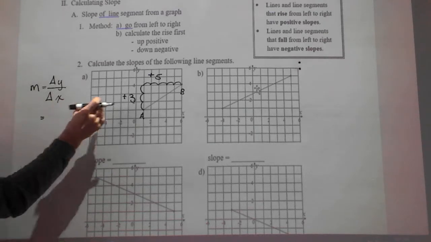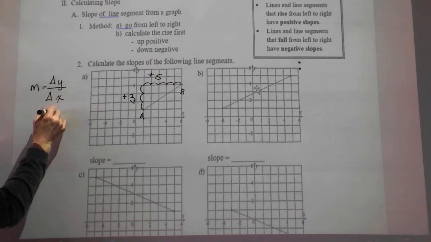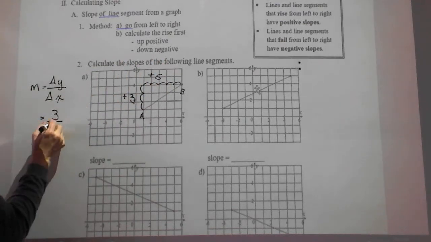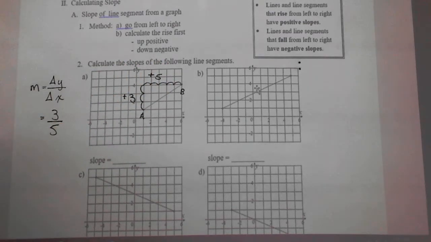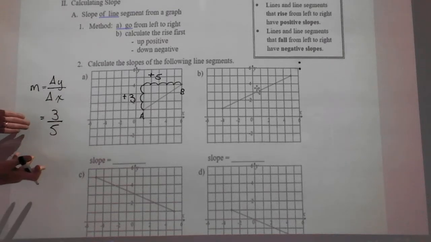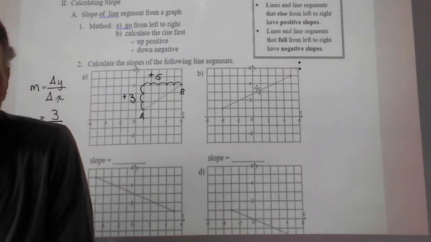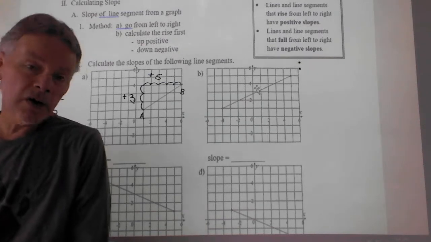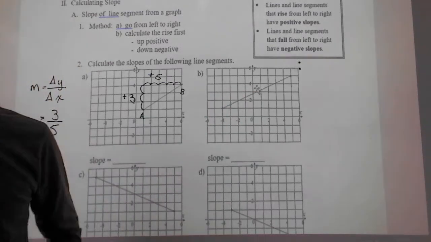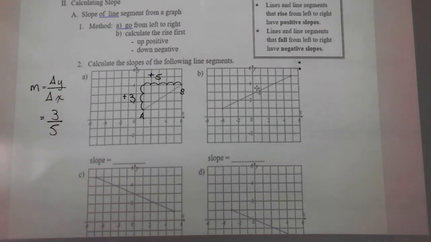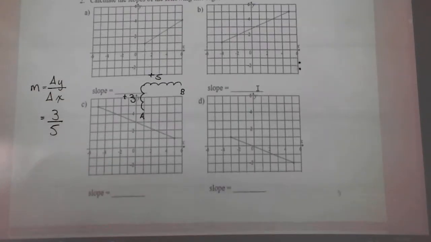So, what's our slope? Well, what's our change in y? Our change in y is 3. What's our change in x? Our change in x is 5. So our slope is 3 over 5. Okay? Now, really, it's as easy as that if you have a graph to look at. What about if you don't have a graph to look at?